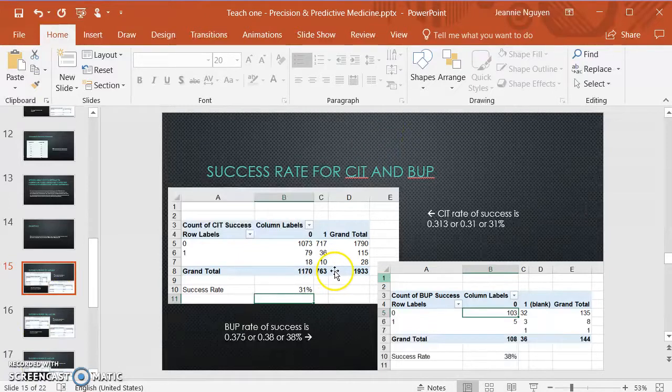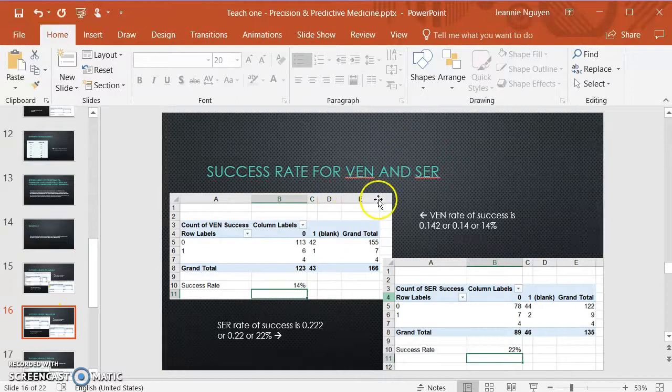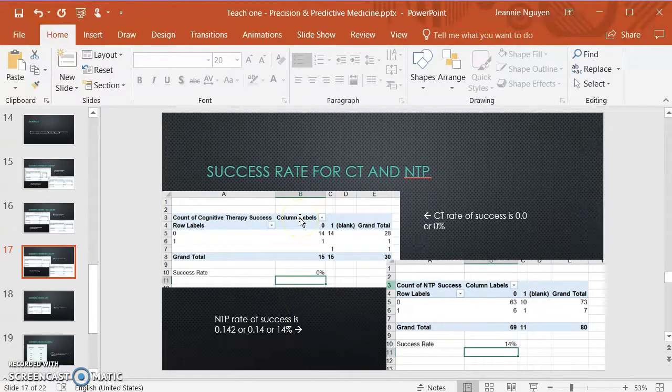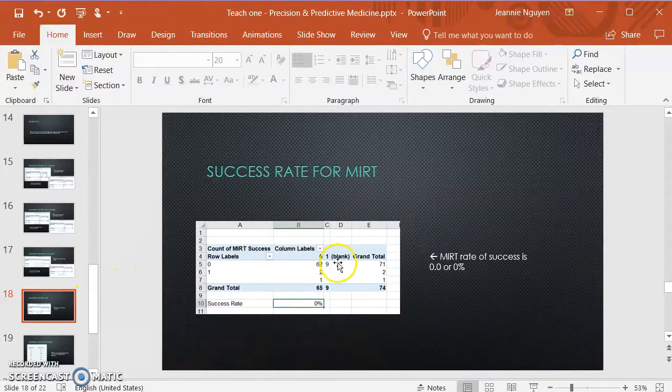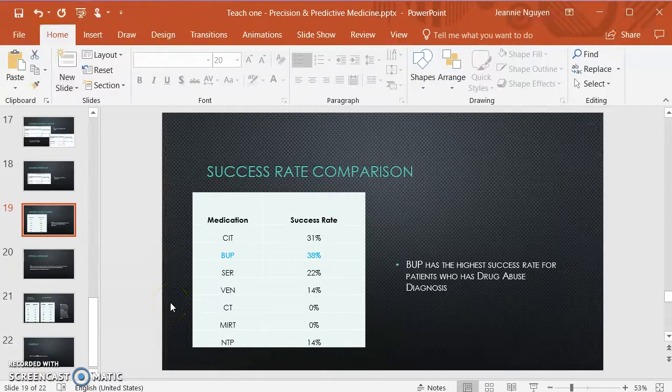So for the rest of the medication, BUP is 38%, VEN is 14%, FER is 22%, CT is 0%, and CT is 14%, and MIRT is also 0%. Putting them all into a table, you can see that BUP has the highest success rate for patients who have a drug abuse diagnosis.